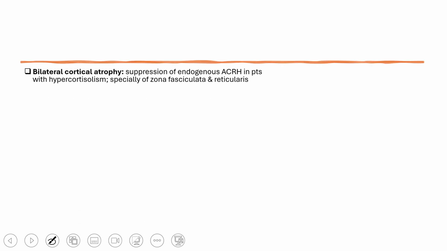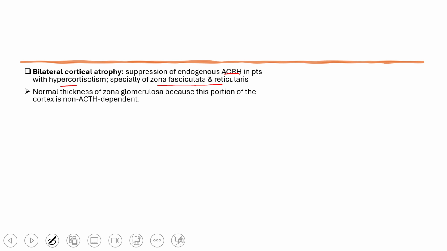Then we see bilateral cortical atrophy, that is suppression of endogenous ACTH in patients with hypercortisolism, especially of the zona fasciculata and reticularis. That means the trophic effect of ACTH is mainly seen on zona fasciculata and reticularis, because we know that glomerulosa is independent of ACTH stimulation, and so the thickness of zona glomerulosa will be normal, while that of zona fasciculata and reticularis will be atrophied in those where there is a suppression of endogenous ACTH in patients with hypercortisolism.